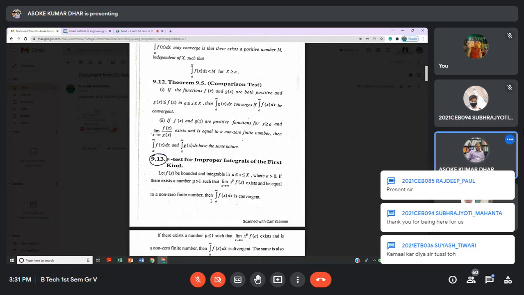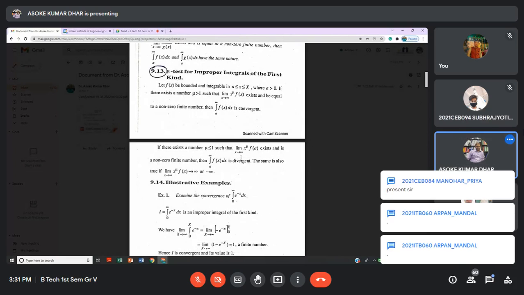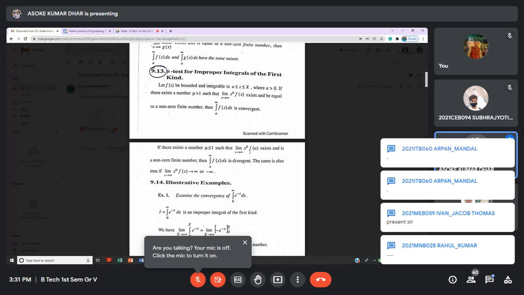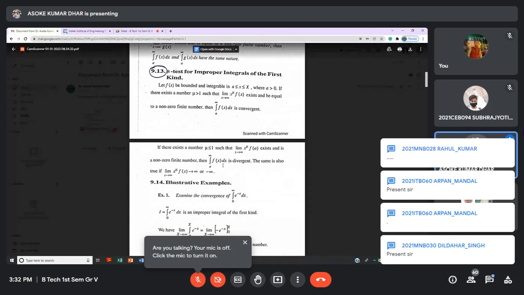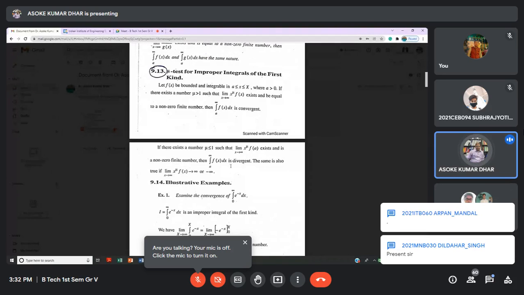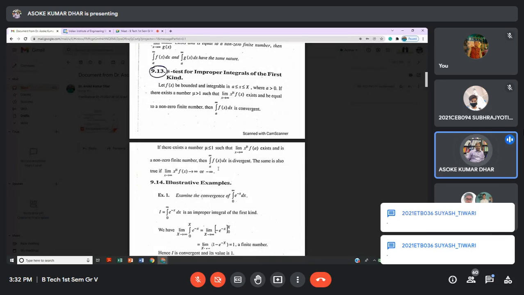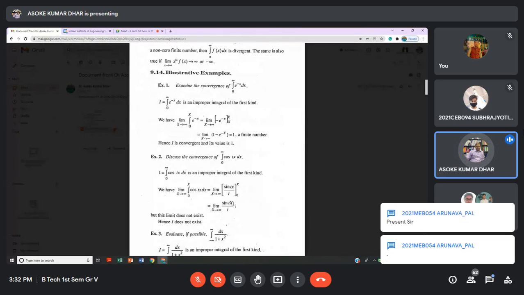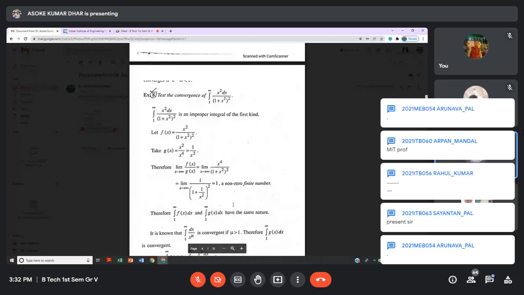If there exists a number mu less than or equal to 1, provided the limit of x to the mu f(x) as x tends to infinity exists and is a non-zero finite number, then this is divergent. The same is also true if x tends to minus infinity, in the case of a lower limit, or also in both cases, minus infinity to plus infinity. Now this problem we have already studied, and this is a problem for the mu test.